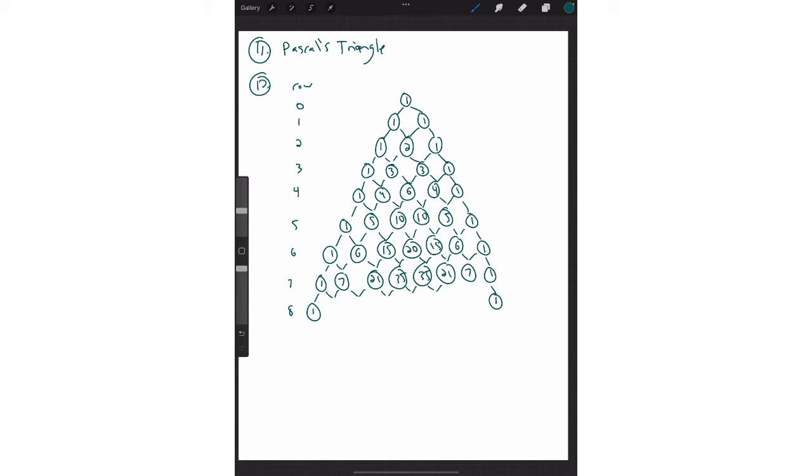And we'll stop at row 8, but you can continue to go on. 1 plus 7 is 8. I get 28. I get 56. Yeah, that looks right. I get 70. And then 56. 28. 8. Okay. So those are the first, I guess, rows 0 through 8 of Pascal's triangle. That goes on forever and ever and ever.